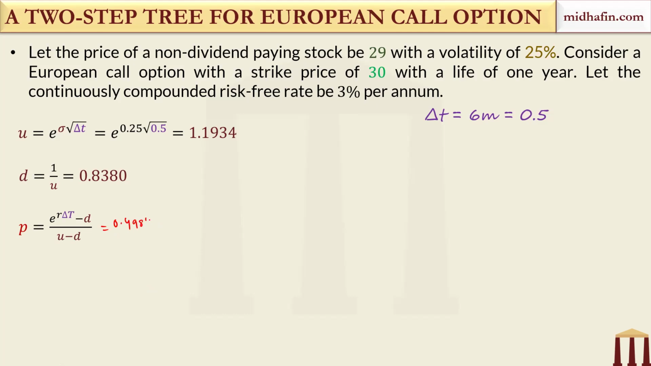0.4984. Okay, so if this is 0.4984, 1 minus P will be 0.5016. Okay, now based on just these parameters, please remember the values. Let's straight away move to Excel.